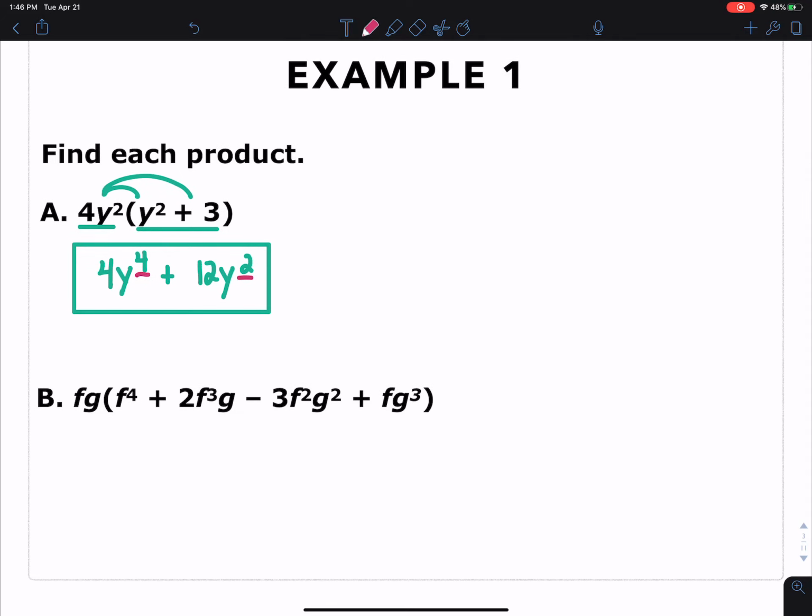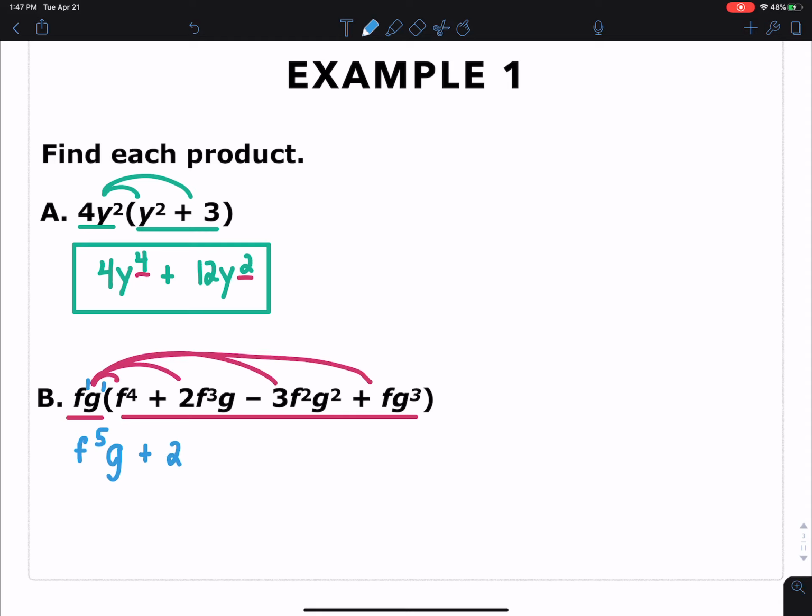Sometimes you'll have multiple variables, but again, same thing, we have a monomial times a trinomial. So we need to distribute fg to every term in our second quantity. So fg times f to the fourth, remember these each have an exponent of 1. So this is going to be f to the fifth g. And then the next one we would have 2 f to the fourth g squared.